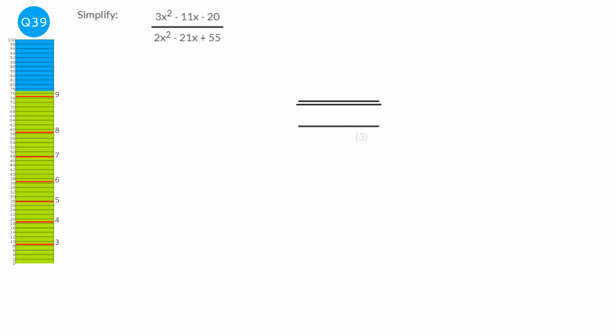When asked to simplify a fraction, we need to find a factor at the top and the bottom of the fraction to divide out. So we're going to start by factorising these fractions, and I'm not going to go into how to factorise quadratics, because we've got plenty of other videos on the site that go into that. But when you factorise the top, you get 3x plus 4 and x minus 5. And when you factorise the bottom, you get 2x minus 1 and x minus 5.